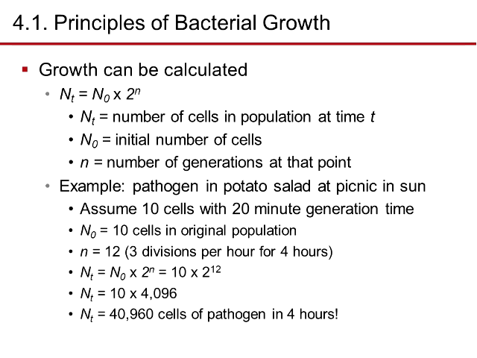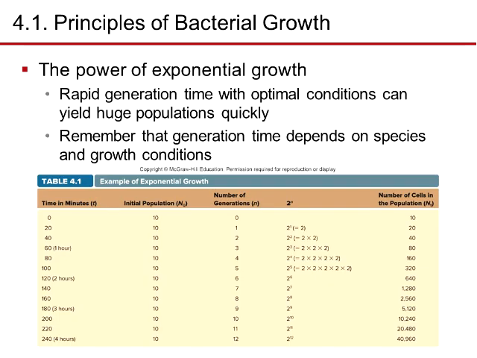So the example is a pathogen in a potato salad at a picnic in the sun, assuming 10 cells with a 20-minute generation time. So N0 equals 10 cells, the original population. The n itself is 12. There are 3 divisions per hour for 4 hours. And so N0 times 2 to the n equals 10 times 2 to the 12, equals 10 times 4,096, which would be 40,960 cells of the pathogen in 4 hours. Pretty extraordinary when you think about it.